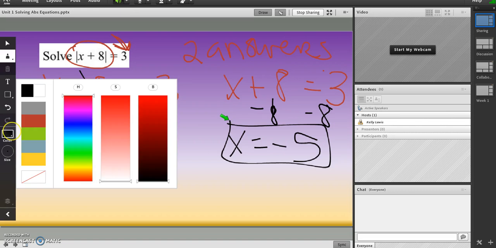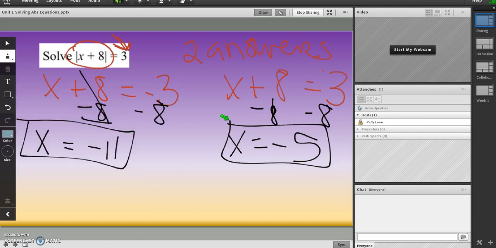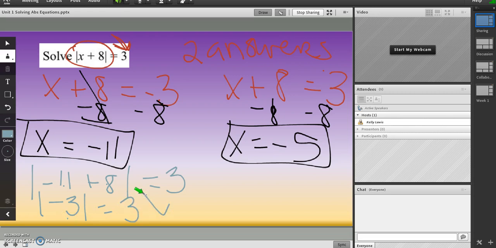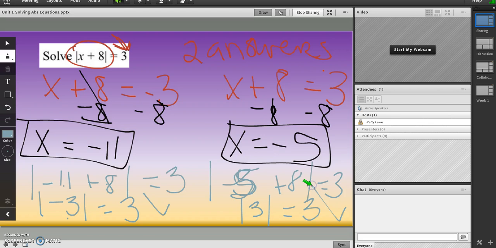And so I want to show you why this works. The absolute value of negative 11 plus 8 equals 3. So negative 11 plus 8, if you stick it in your calculator, you get negative 3. And the absolute value of negative 3 is positive 3. Check. Let's try over here. Absolute value of negative 5 plus 8 equals 3. So negative 5 plus 8 is positive 3. Absolute value of positive 3 is 3. Check. So our two answers are negative 11 and negative 5.